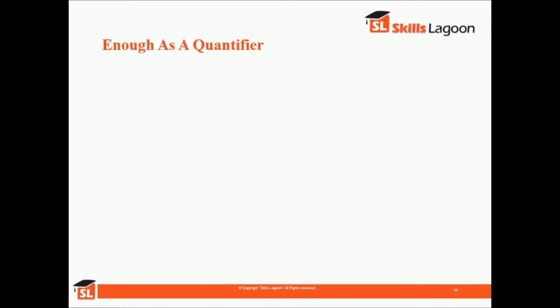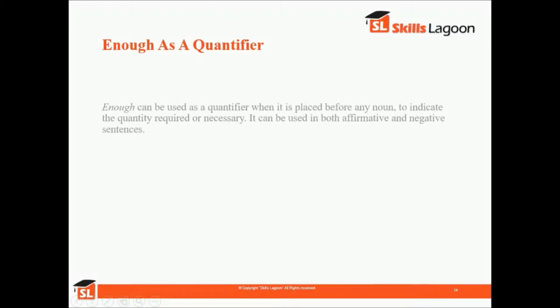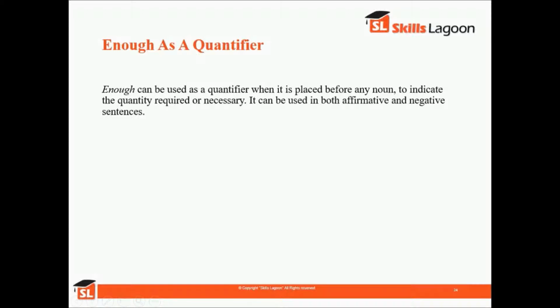Next, how to use enough as a quantifier. Enough can be used as a quantifier when it is placed before any noun to indicate the quantity required or necessary. It can be used in both affirmative and negative sentences. For example: there is enough bread for lunch. I don't have enough sugar to make a cake.